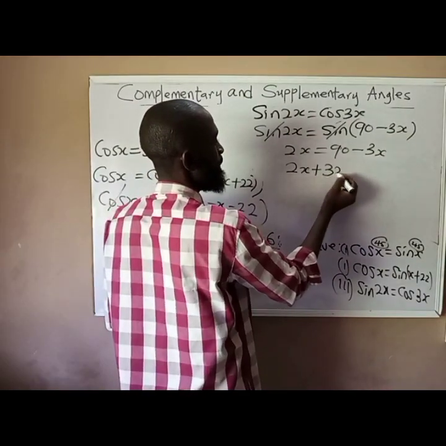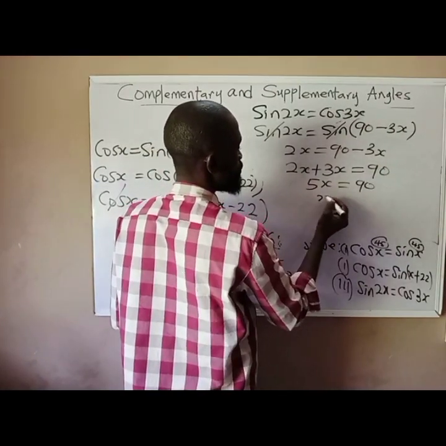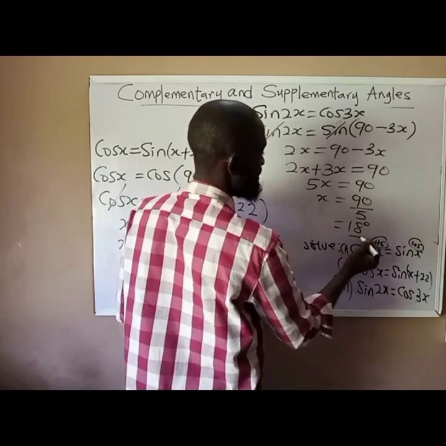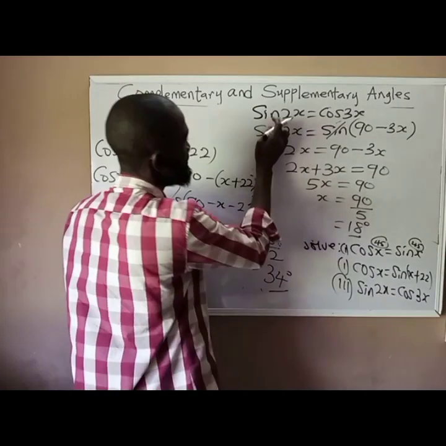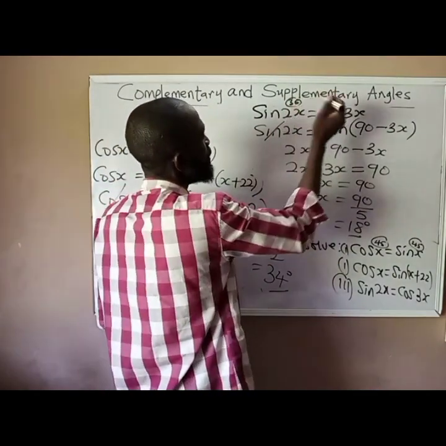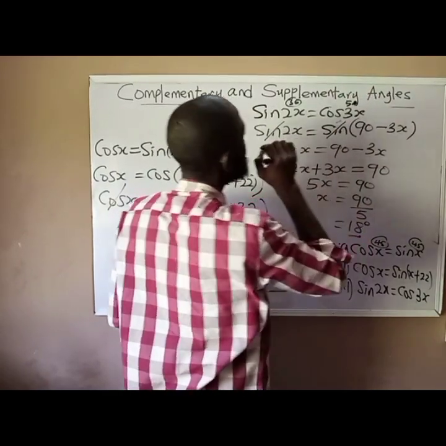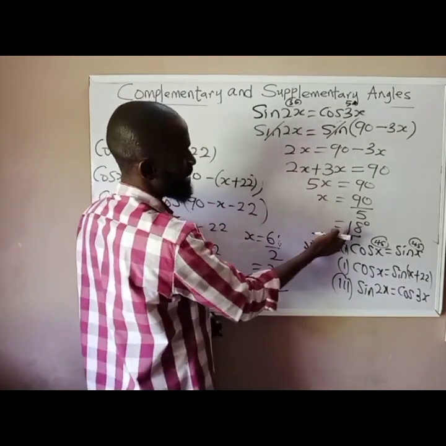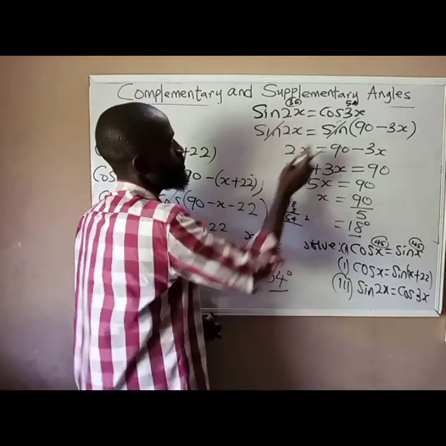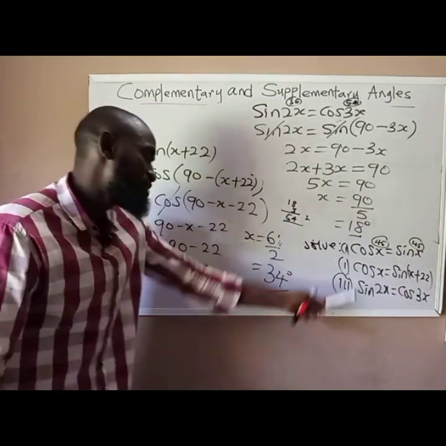This one will come here. 2x plus 3x is equal to 90. This is 5x. 5x equals 90. So our x will be equal to 90 all over 5, and this will give us 18 degrees. We can actually use that to confirm. 18 times 2: 18 plus 18 gives us 36. Then this one must give us 54. That is 18 times 3, which gives 54. So 54 plus 36 must give us 90, which implies this one too is very correct.